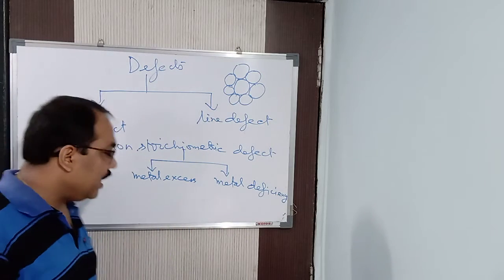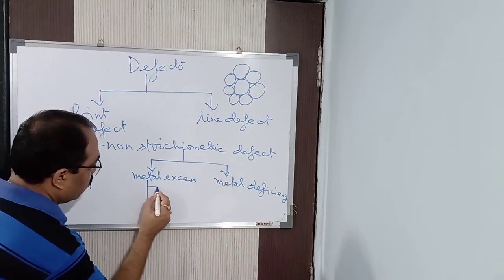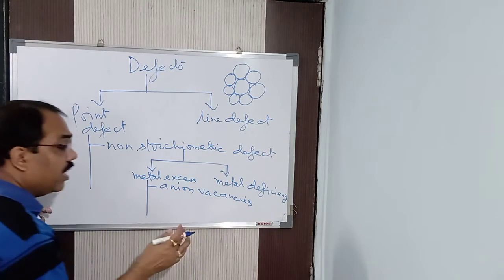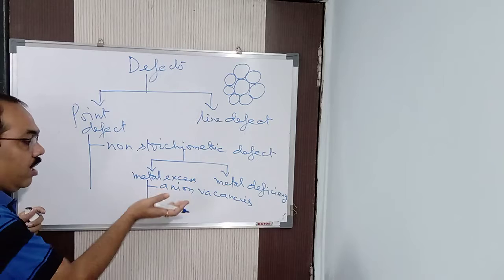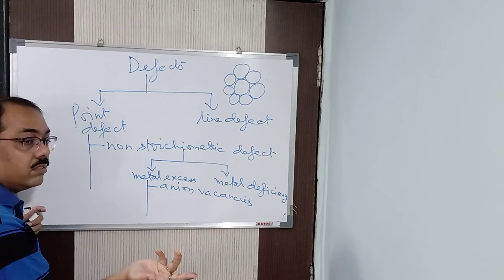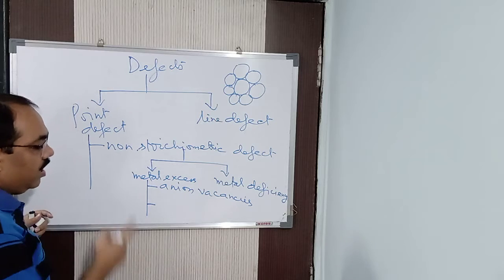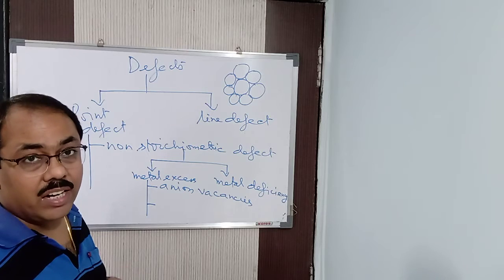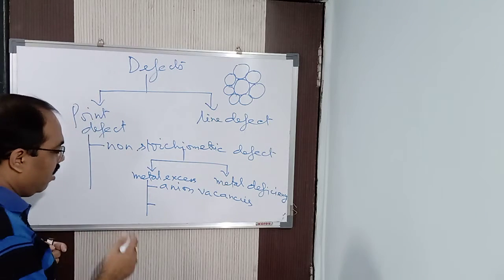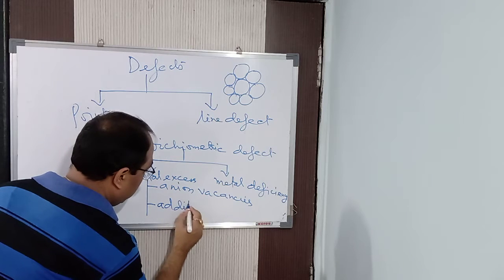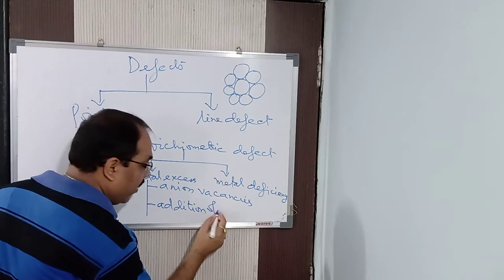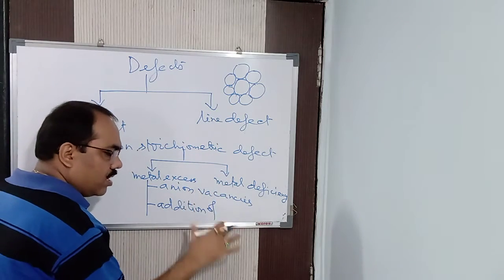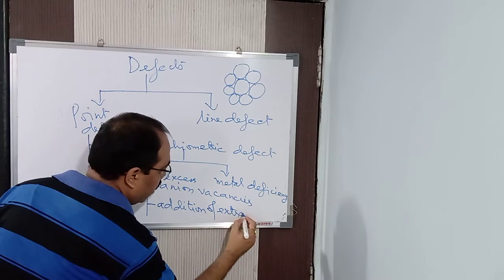Okay. Now the metal excess defect again is of two types. It is shown by anion vacancies. Definitely, if anions are fewer, cations will be more. Metals are basically cations, positively charged. So under metal excess, we have anion vacancies, or the addition of extra cations at the interstitial site. If I add some cations, then the metal will increase, isn't it? Because metals are basically positive charge, they are cations.